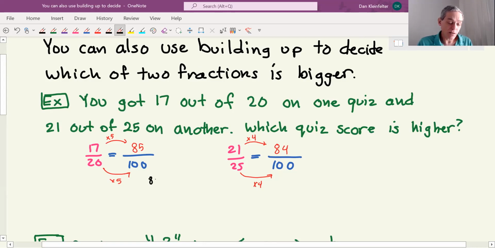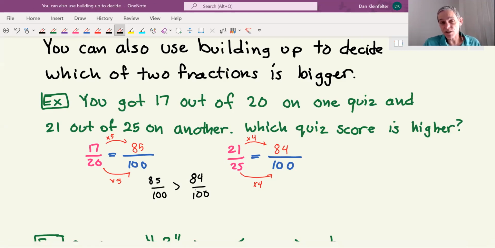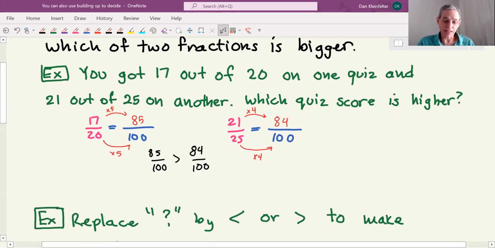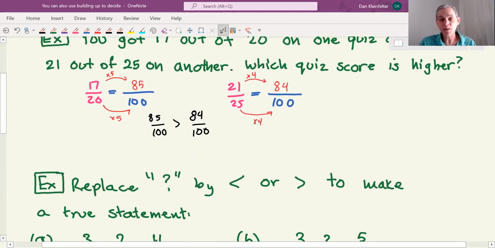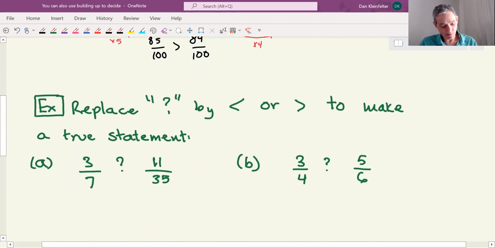The first one, you got an 85 out of 100, essentially, and that is better than an 84 out of 100, which is essentially your score for the second quiz. So the point of the story here is that turning the two fractions so that they have the same denominator makes it easier to compare their values. And that's one other application of building up fractions. Okay, let's see a couple more examples.